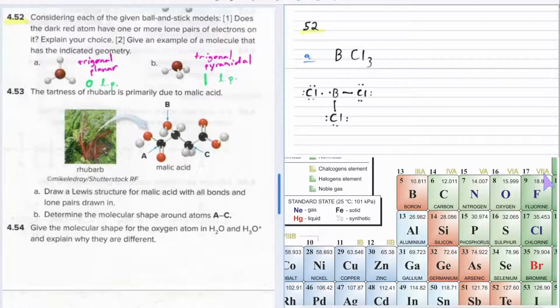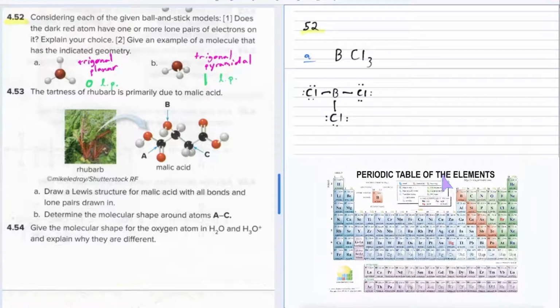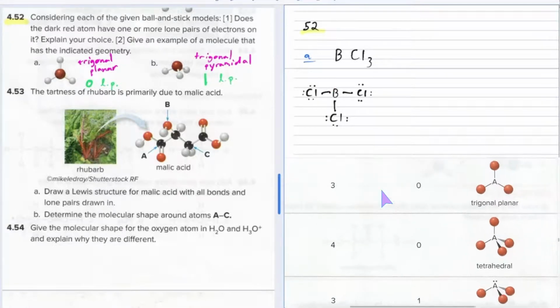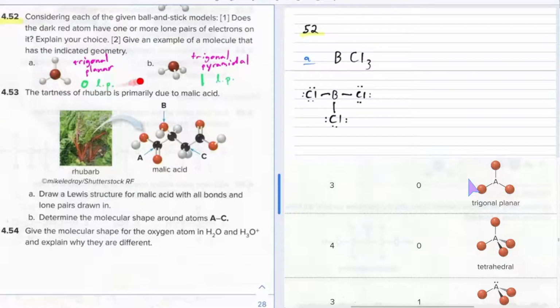Let's connect the electrons, make the bonds, and you can see this has connected to 3 atoms and doesn't have any lone pairs. 3 atoms, 0 lone pairs. So that is a good Lewis structure. Once you have the Lewis structure, you count the number of atoms, 3 atoms, 0 lone pairs on the central atom. Going back to that table, look for 3 and 0. 3 atoms, 0 lone pairs, that's trigonal planar. So that's an example of one that's trigonal planar.